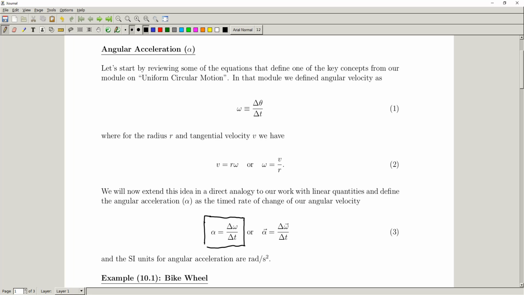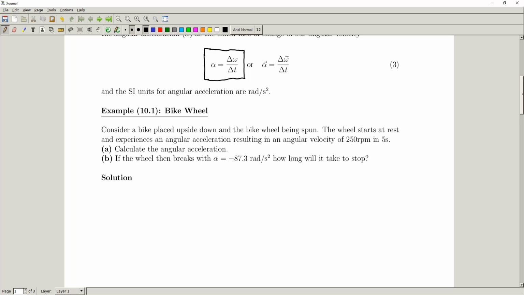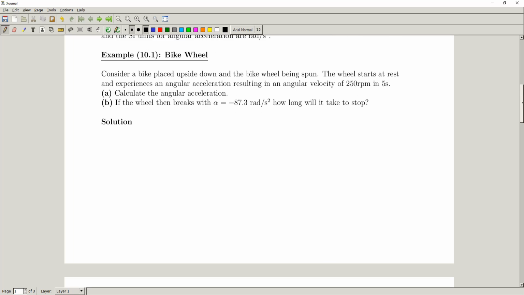I'm going to jump right into an example of how we might use this. That'll probably be the easiest way to start getting a handle on this. I have the numbers worked out here on a piece of paper, but let's read through it first. We want to consider a bike which is placed upside down, with the bike wheels facing upwards, so you can spin them freely. The wheel starts from rest, and then it experiences an angular acceleration resulting in an angular velocity of 250 RPM in 5 seconds.